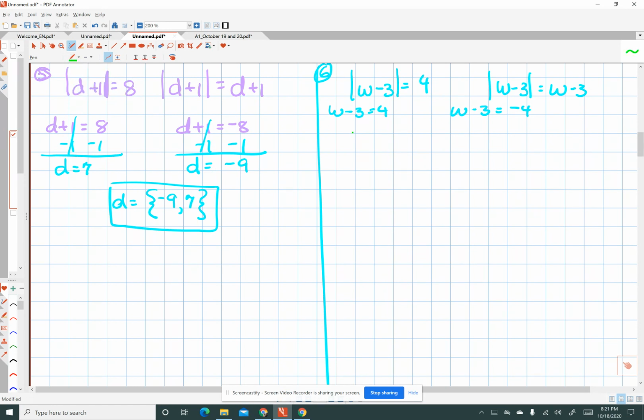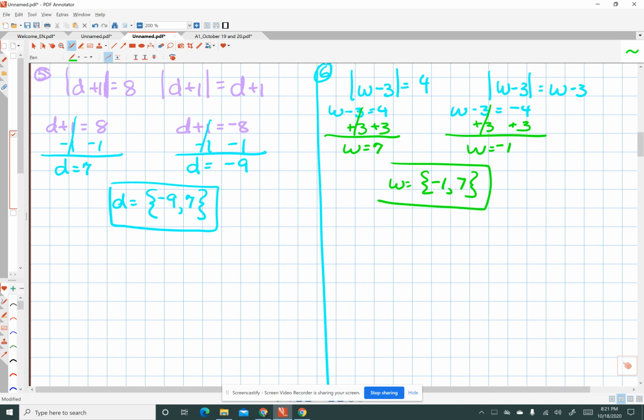We will add 3 to both sides of the equation on the left. w equals 7. We'll add 3 to both sides of the equation on the right. And w equals negative 1. So w equals negative 1, 7. And that's our final answer.